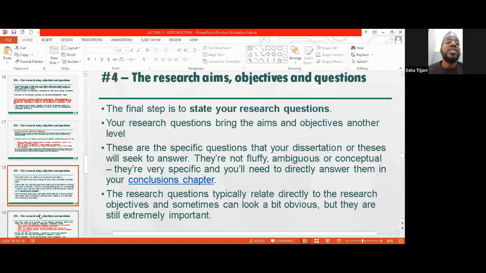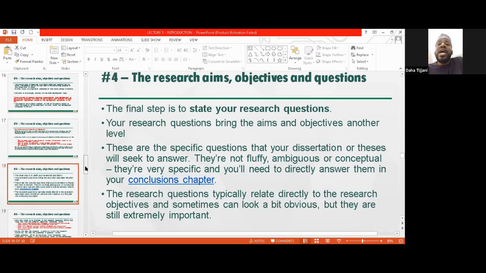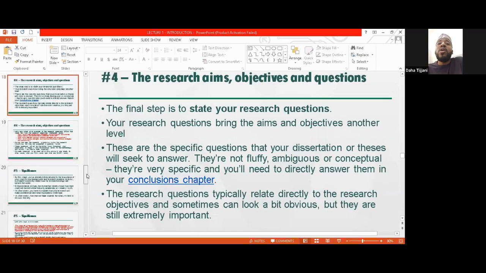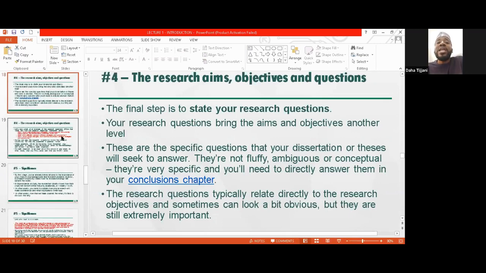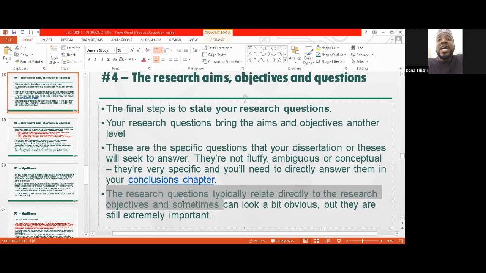We will do all this with several examples. If you look at all the papers that I have uploaded for you in your VLE, you will find that these examples of research questions and objectives are clearly stated. So the last point here says the research questions typically relate directly to the research objective and sometimes can look a bit obvious, but they are extremely important.